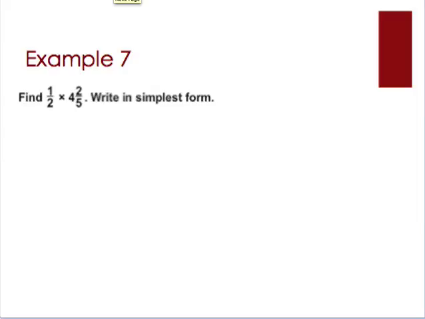Let's look at example 7. We've got 1/2 times 4 and 2/5. Well, here I have a mixed number, so I have to change that mixed number to an improper fraction. Sorry about that. We have 1/2 times, and in order to change this to an improper fraction, I multiply 4 times 5, which is 20, plus 2, which is 22 over 5.